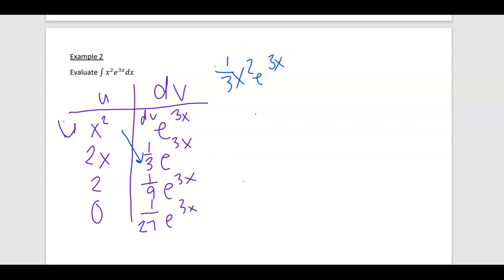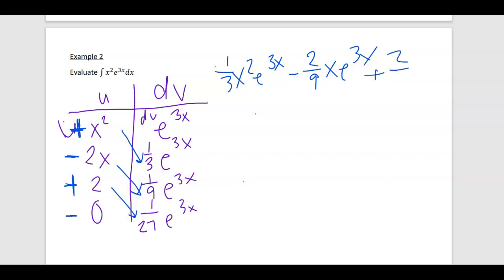Now remember, we're subtracting the integral of v du. So these are going to alternate signs each time. So you're going to have a positive, and then a negative, and then a positive, and then a negative. But your uv terms end up continuing to be on those diagonal pieces. And if you notice, that's the answer we got doing integration by parts twice.